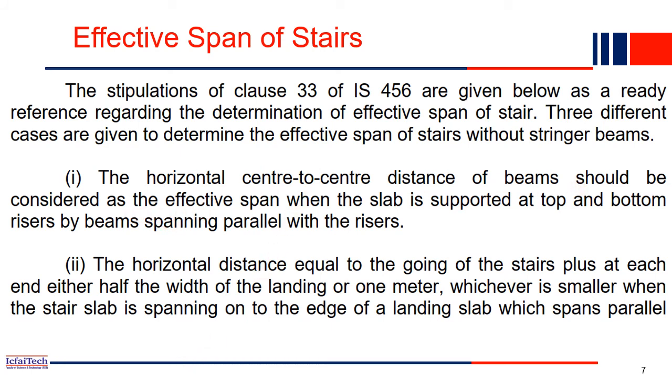So for example, effective span in a stair, maybe you have a landing here, up, one more landing, right? So you have a beam here, here one more beam, right? So the horizontal beams. So center to center distance of this horizontal beam can be considered as the effective span. This is our first criteria, when the slab is supported at top and the bottom riser by the beam spanning parallel to the riser.